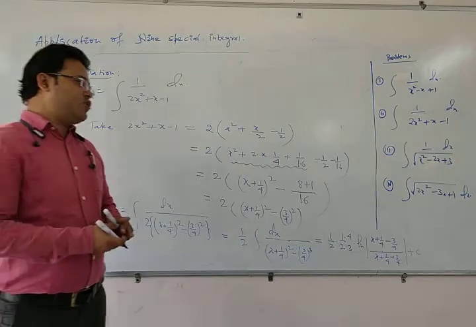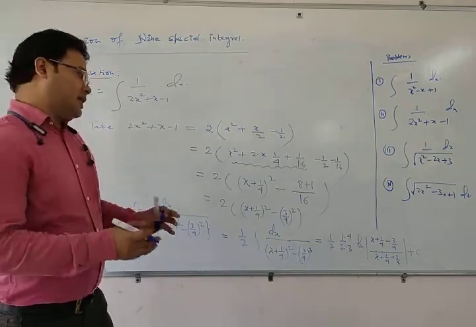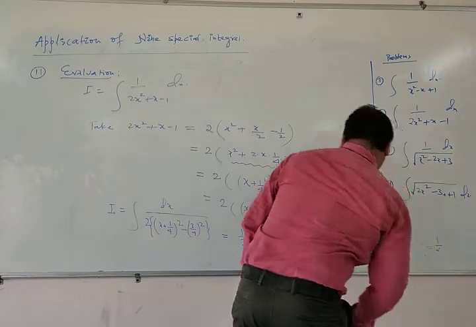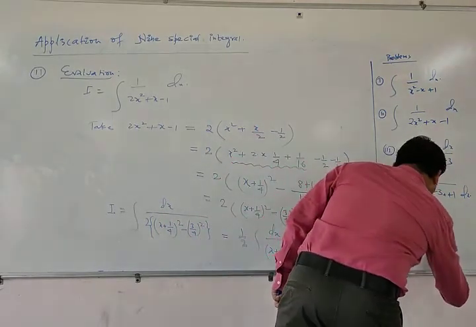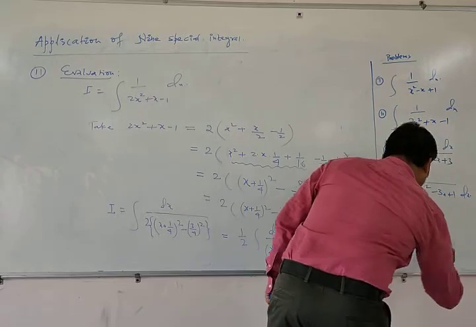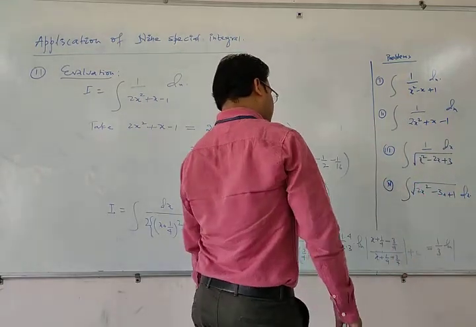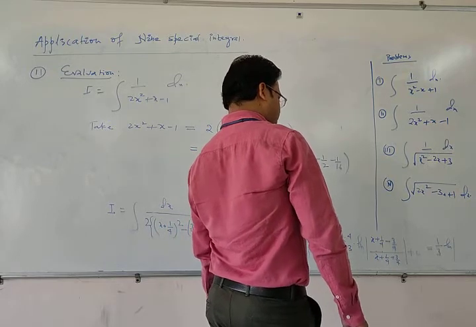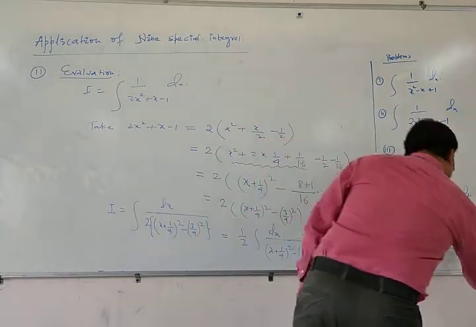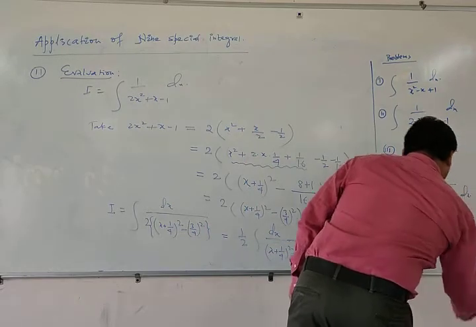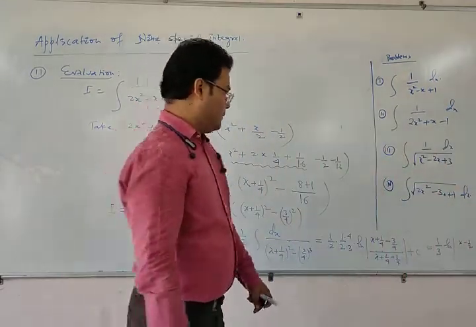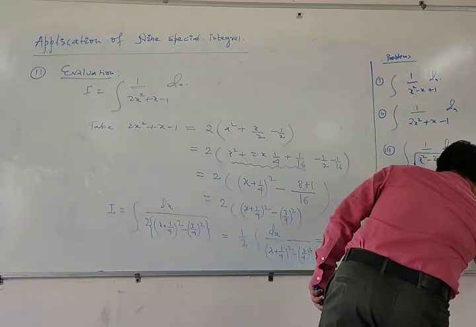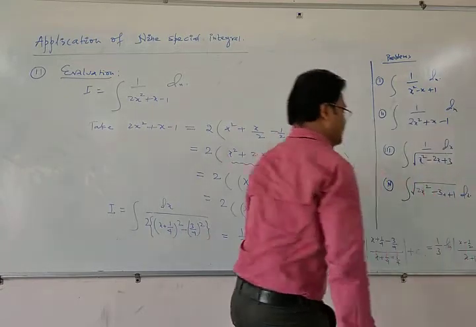On simplifying this, we will get the correct answer. So here you can write 1 by 3 ln mod of (x minus half) upon (x plus 1) plus constant term. Here is the final answer. You can see.